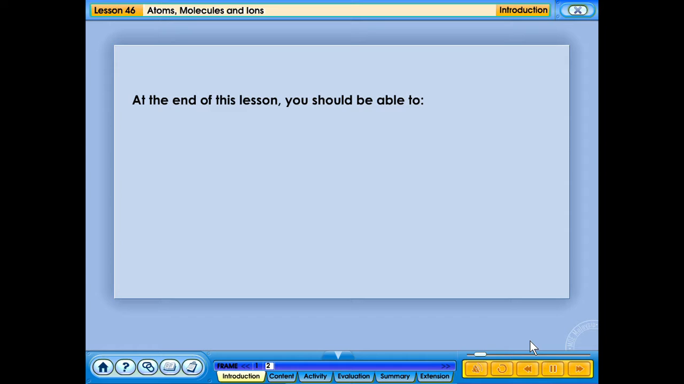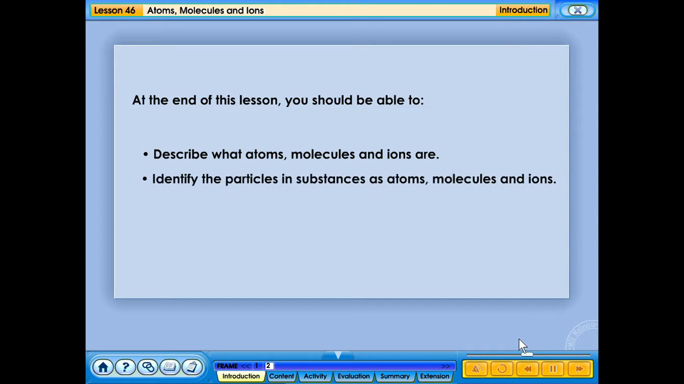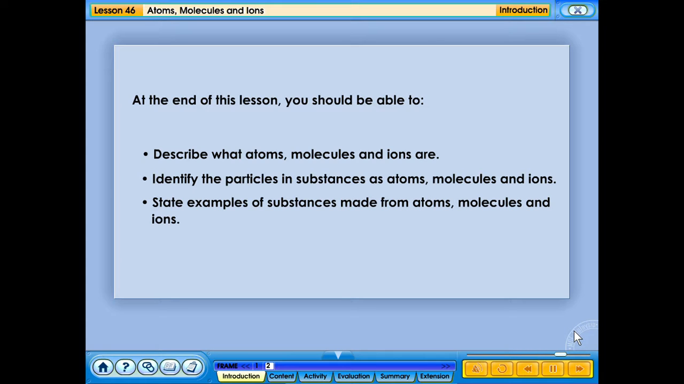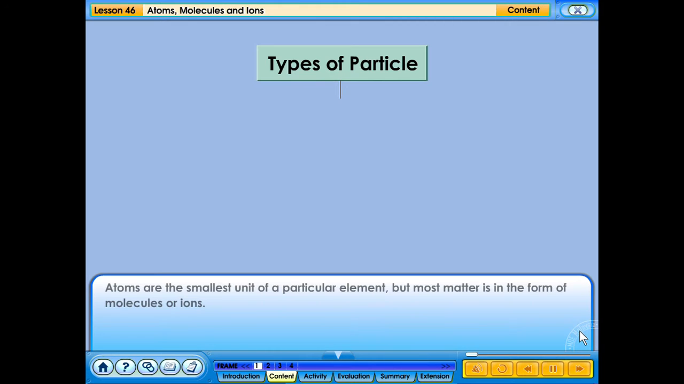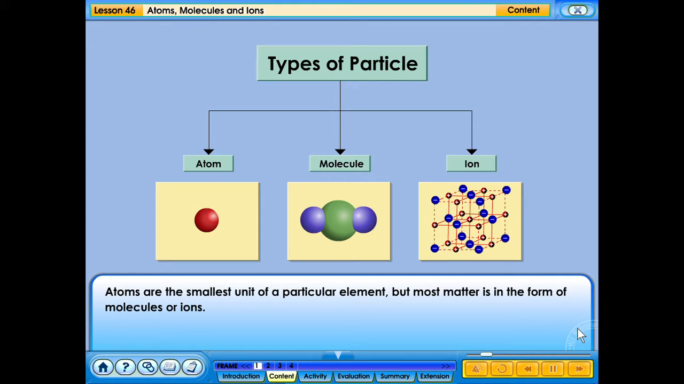At the end of this lesson, you should be able to describe what atoms, molecules, and ions are. Identify the particles in substances as atoms, molecules, and ions. State examples of substances made from atoms, molecules, and ions. Atoms are the smallest unit of a particular element, but most matter is in the form of molecules or ions.